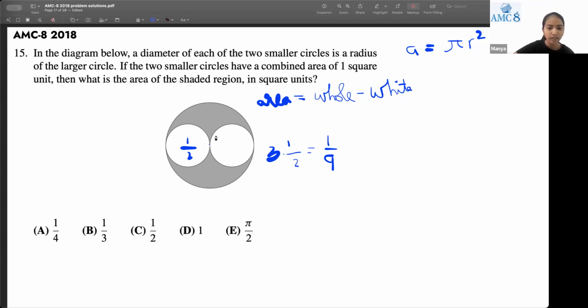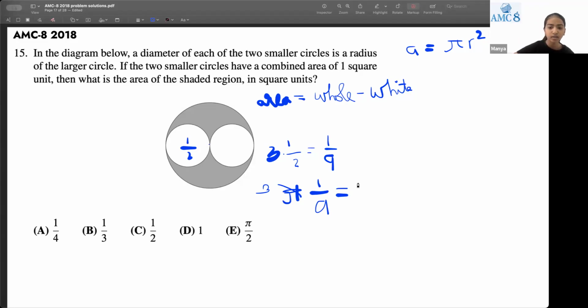And so to find the area of the whole circle, we're going to have to do pi times 1 by 9. Since the radius is equal to 1 by 3, we're going to have to square it, so 1 by 3 squared, which is going to be equal to 1 by 9. Pi is like 3.14, but it's approximately equal to 3. So I'll just write pi as 3. So 3 times 1 by 9.